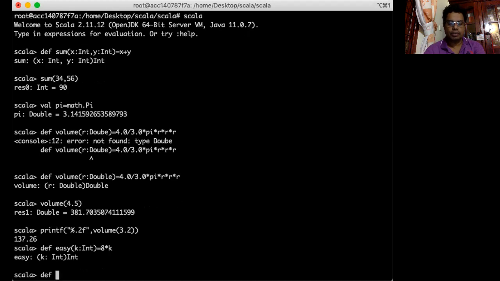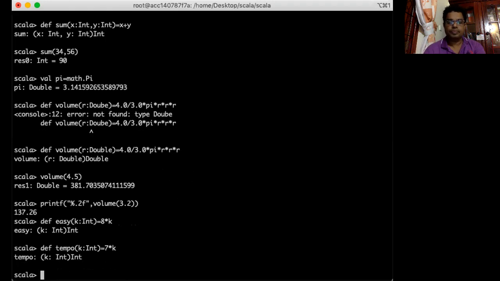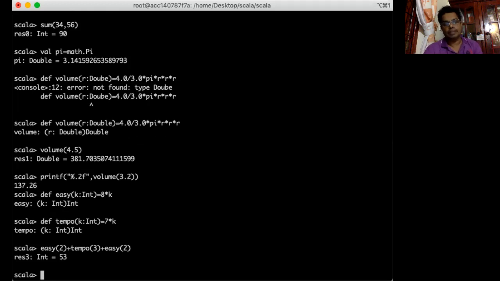Then I define a function for tempo. It takes kilometers as input again and the return is 7 into k. So my total running time is first 2 kilometers from easy, then the next 3 is tempo, and then the last 2 is easy. So my running time is then 3 minutes. You see, I divided that problem into a small set of problems and solved it.